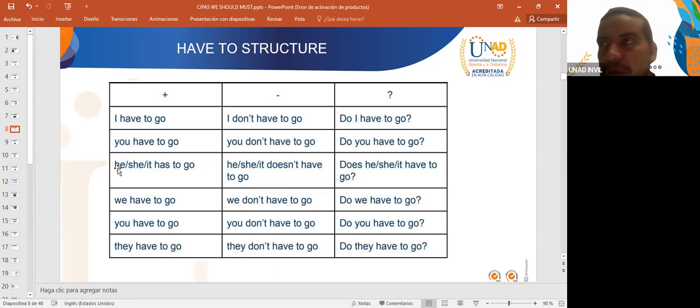Digamos que aquí yo quiero decir que Camilo tiene que ir. Pues yo digo, Camilo has to go. ¿Por qué? Porque Camilo es lo mismo que si yo estuviera hablando de he. ¿Listo? Entonces, cuando sea alguno de esos sujetos, la expresión have to va a cambiar por has to. Pero eso es solo para la estructura afirmativa de frases. ¿Listo? So, we're going to continue with the negative structure, with the negative form of the expression, okay? So, again, you need to keep in mind the subject of the sentence.